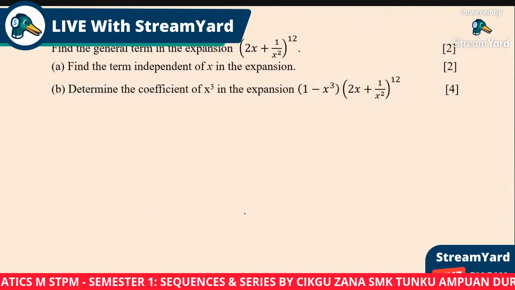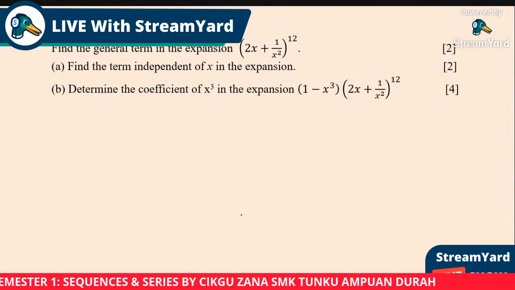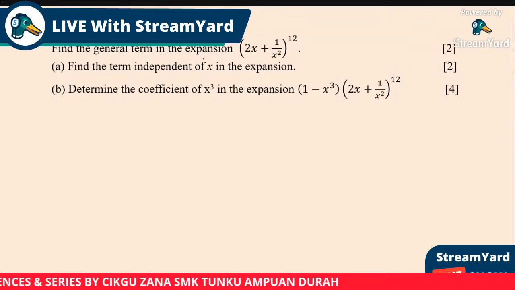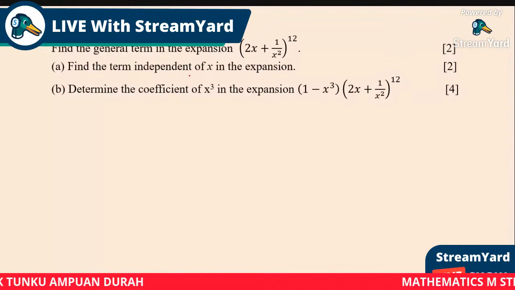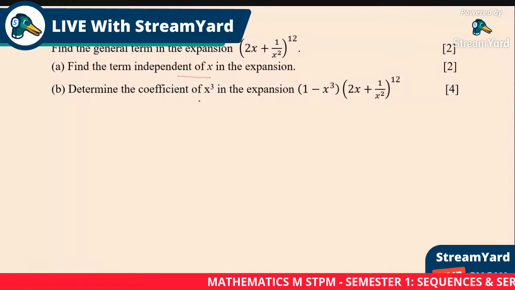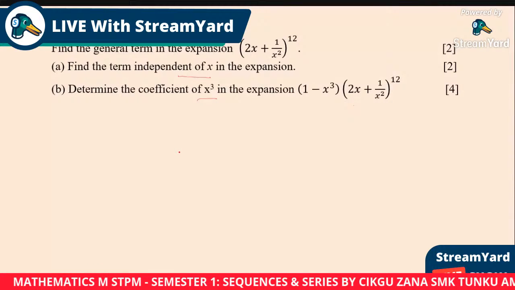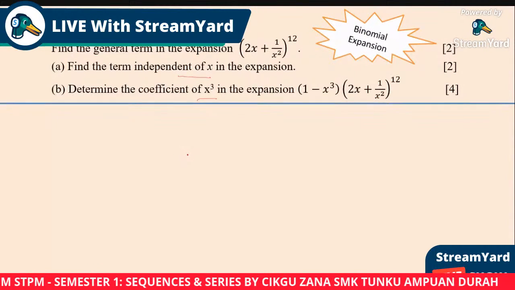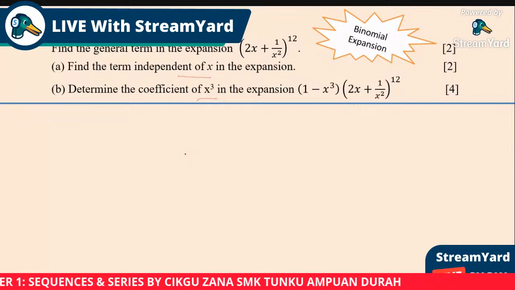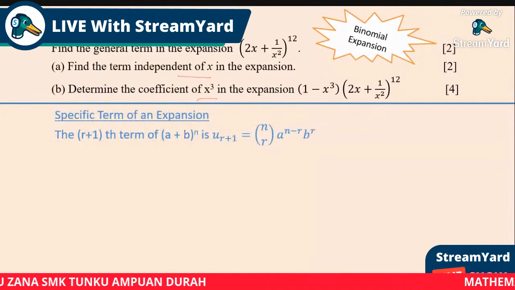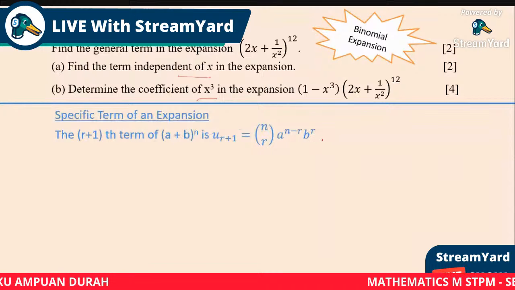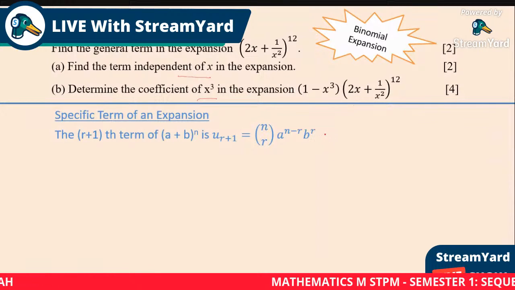Okay. 2020, again binomial expansion, but asking for the general term in the expansion. Find the term independent of x. Independent of x means there is no x. And then determine the coefficient of x cubed in this expansion. Okay, first formula. After starting 2017, it's already binomial expansion. Now hopefully you memorize this formula, the specific term of an expansion.